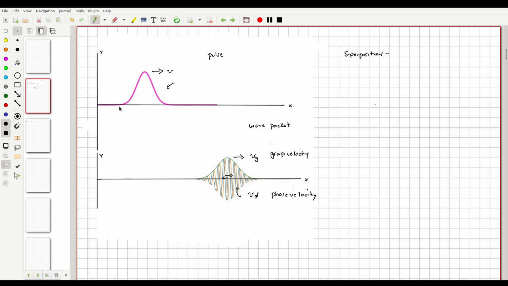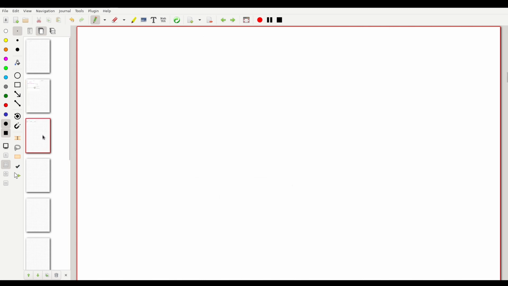So we have a pulse, which is just a single wave, which may move. But then we can also, if you want to think of it like this, group a whole bunch of pulses together to create a complicated packet, which travels at its own velocity, called the group velocity. And the waves within it travel at their own velocities, which would be the phase velocity. Now, again, these are types of traveling waves.